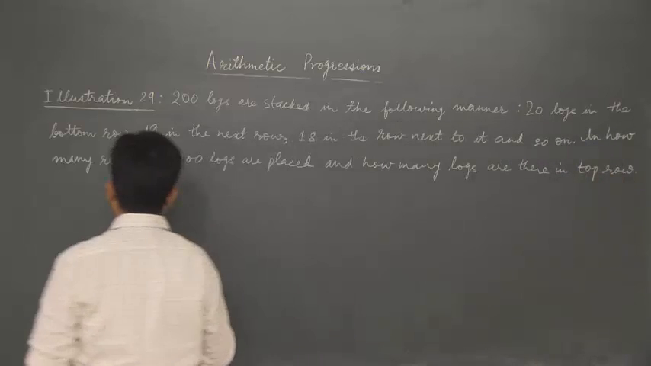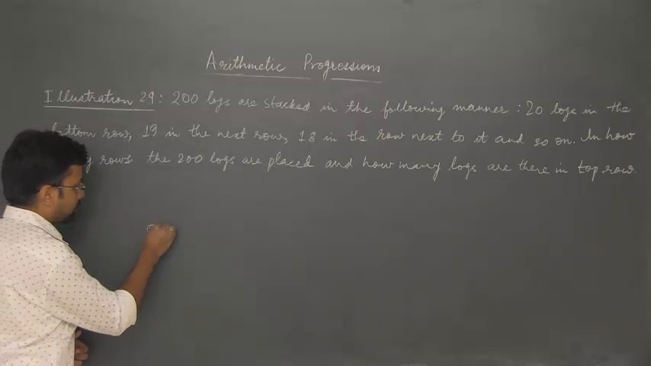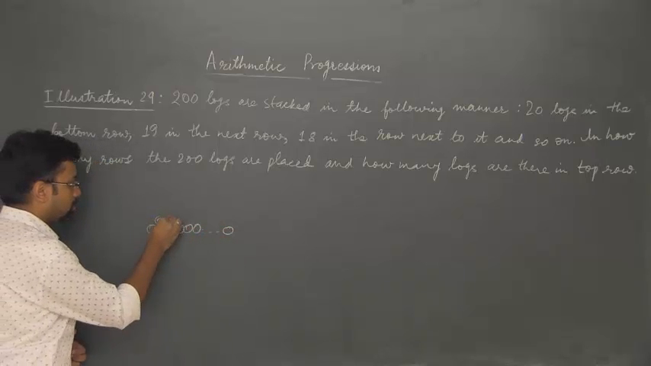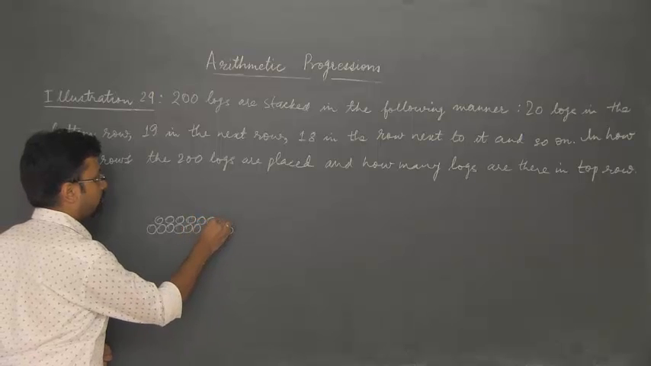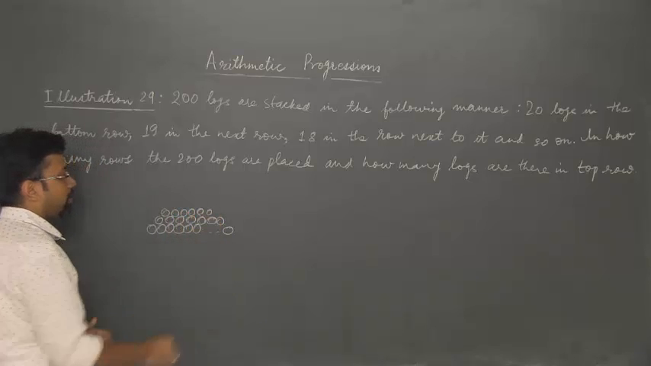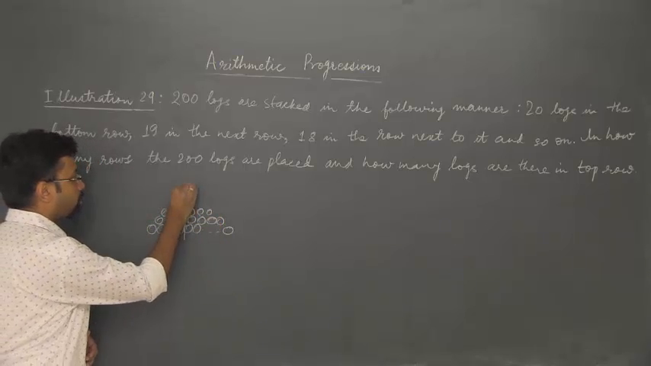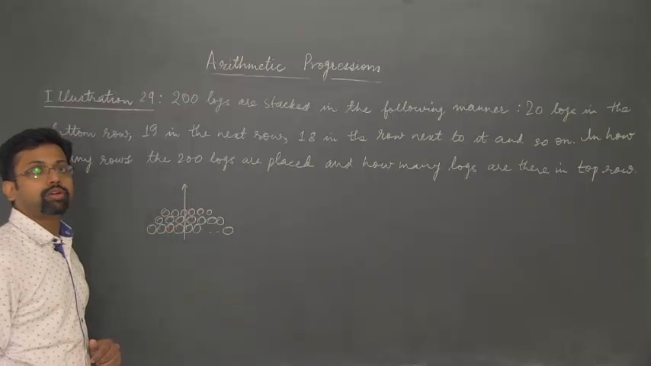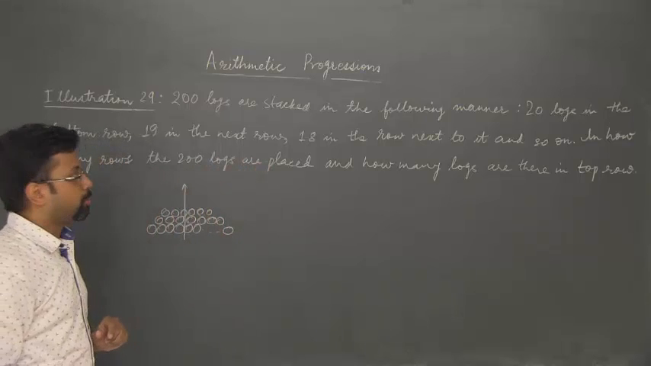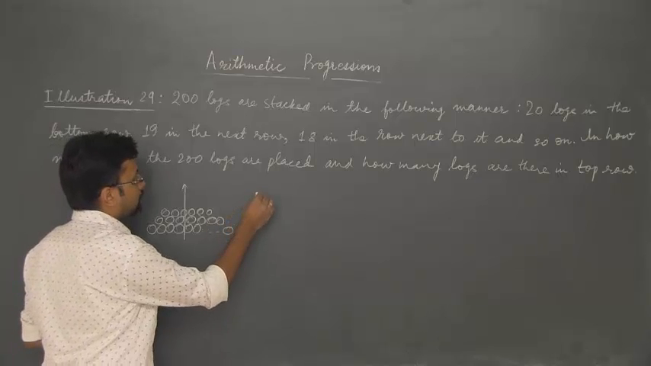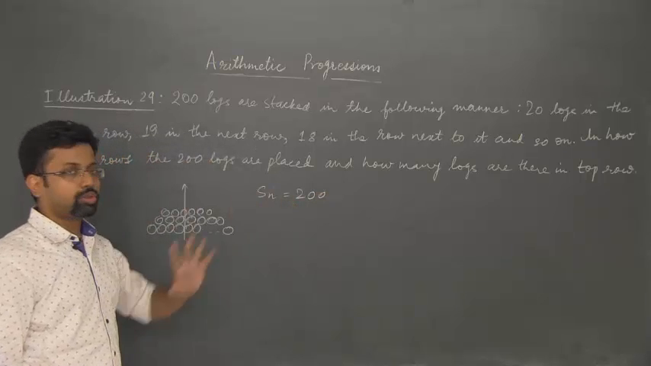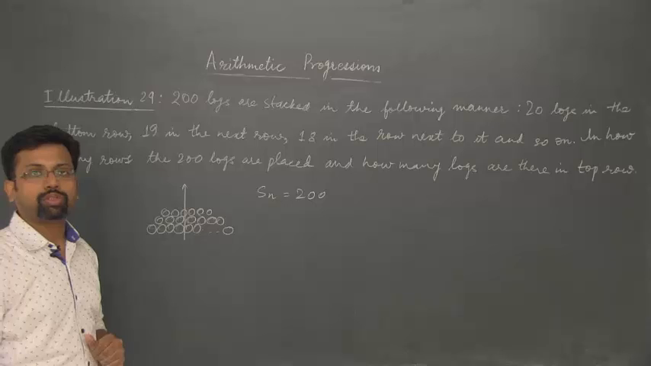So essentially how the arrangement would look like is this. You have 20 logs of wood in the bottom row. You have 19 logs of wood in the second last row. We have 18 in the one above it, and so on till we stack the 200 logs of wood. So what is given is we can transform it into a sum of n terms of an AP. How do we do that? The total number of logs of wood, we can assume it to be Sn, and Sn will be equal to 200 because there are 200 logs of wood that we have to arrange.